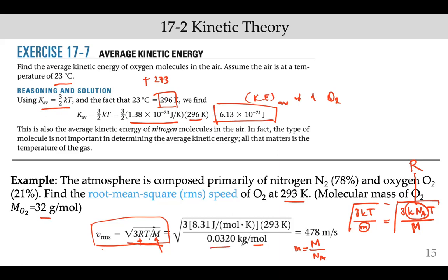This one you can look up from the periodic table. It's given here, so 32 grams per mole. But if you convert it to kilograms, it becomes 32 times 10 to the negative 3 kilograms per mole. And indeed, that's the number here. So you should be able to go back and forth between the variables that include Avogadro's number and the ones that do not.